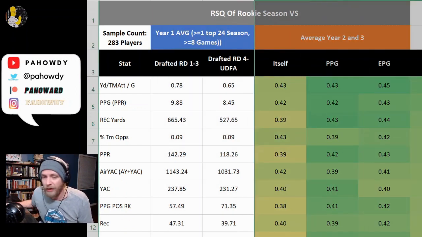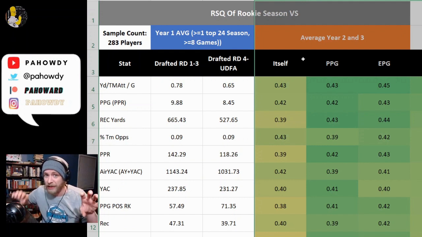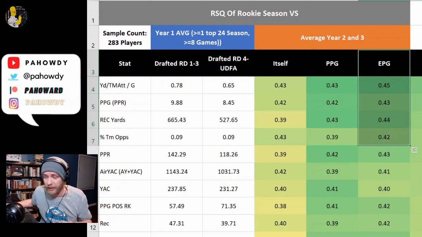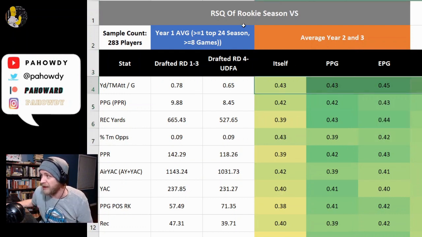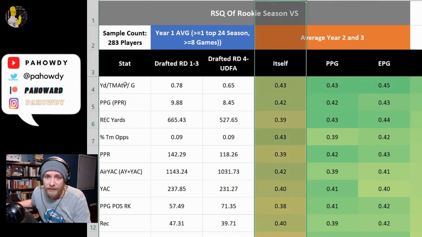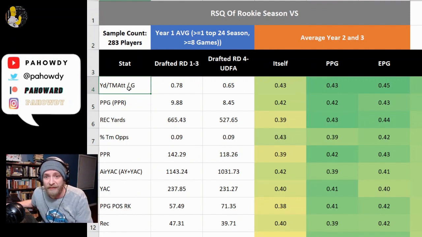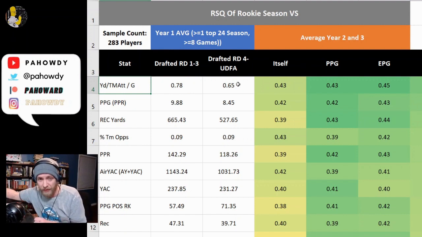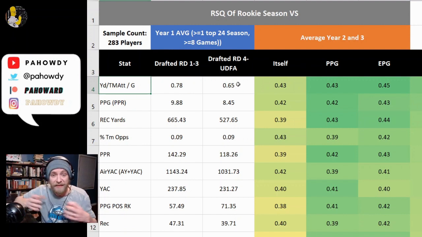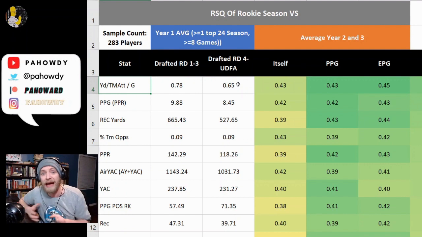The next columns are the extremely nerdy things. This is those 2 sets of data I was telling you about, the black columns versus the orange columns, using that R-squared test. So, what I've done is sorted it by the average of these 3 scores. Now, I tested it against itself, so in this case, yards per team attempt per game, versus yards per team attempt in their 2nd and 3rd season, and that's the correlation of it. 0.43 is how well it correlates.